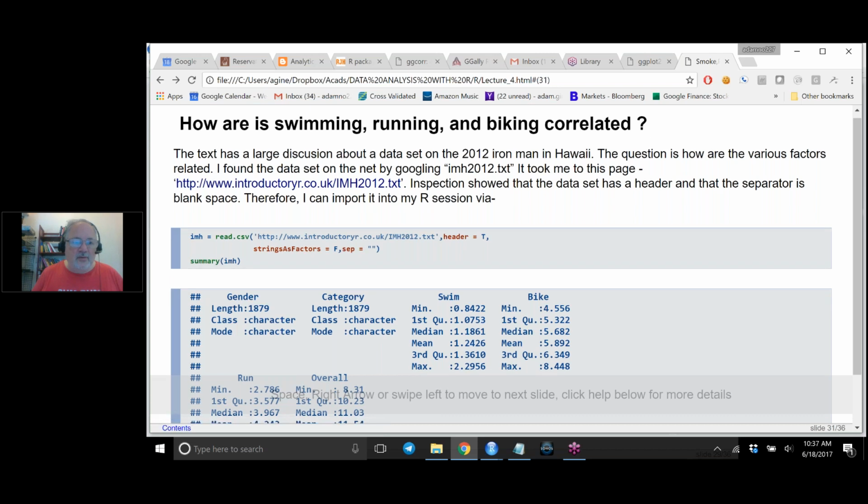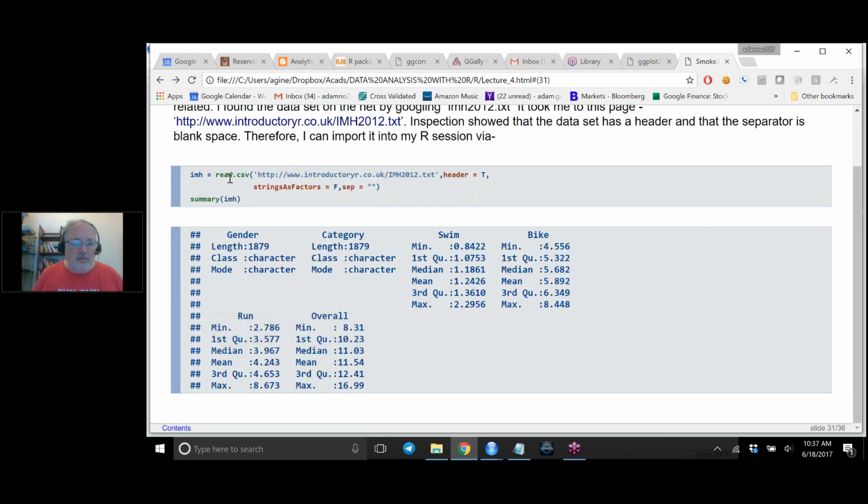So I can use read.csv. In read.csv, I just put in the web page. I tell it header equals TRUE, stringsAsFactors equals FALSE. That's something you always want to put in unless you want the strings to be factors. And then the separator is just space. So I can create this data set IMH, and it reads it in. When you use read.csv, it creates a data frame.